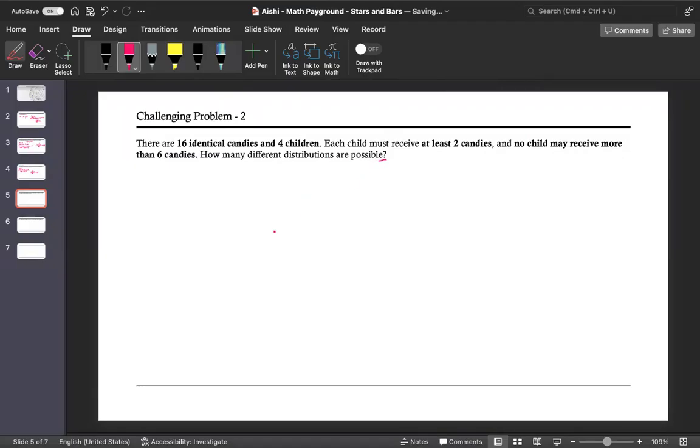Okay, so we have our bars, which would be 3. We have our stars, which would be 16 minus 4 times 2, which is equal to 8. So our total object would be 11.